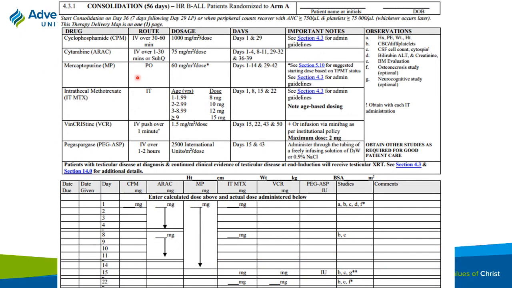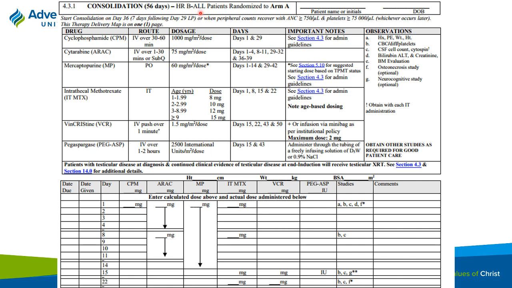So here's an example of a roadmap. This is actually one that we use pretty frequently over at Nemours. When I say roadmap, that basically means these are all the drugs you're going to be taking, and here's the schedule on how you're actually going to be taking them. I want to point out a few things here that will become important as we go forward. For instance, there are different phases of treatment, things like induction and consolidation.